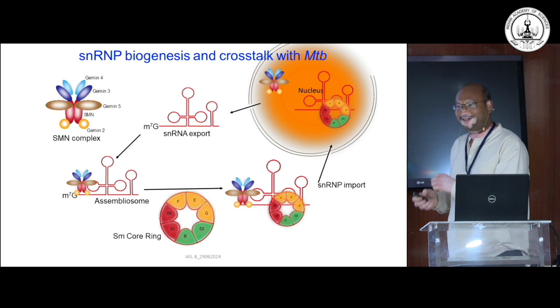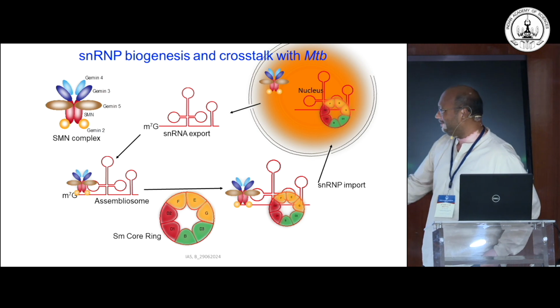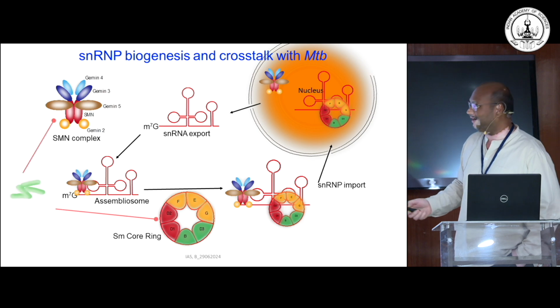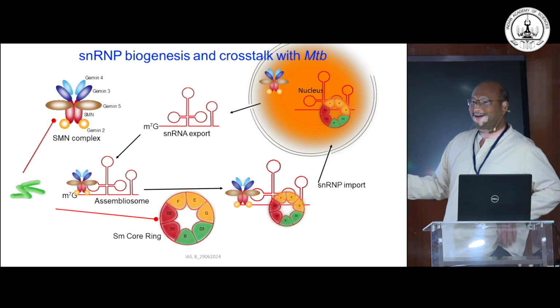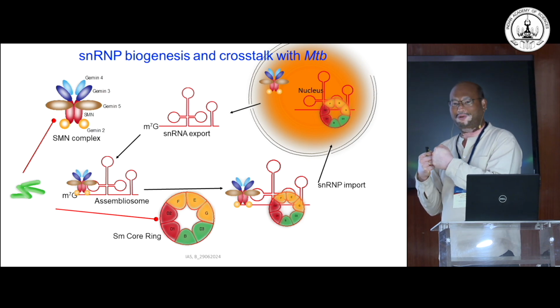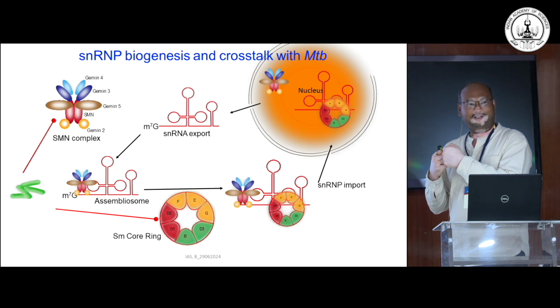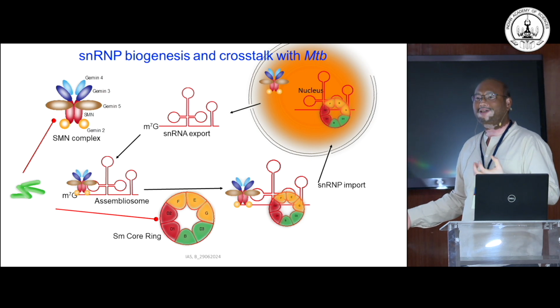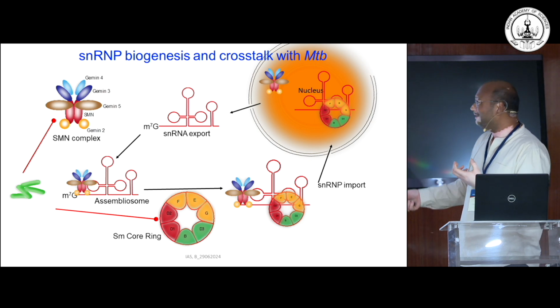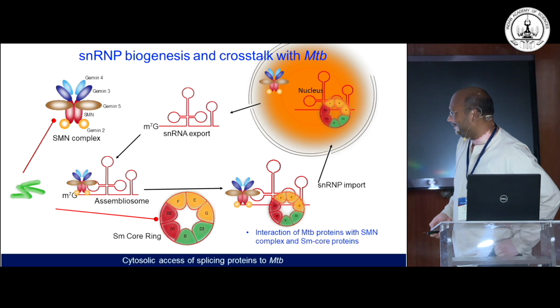Now, what our data suggests is that when this whole process is happening in the cytosol of the cell, mycobacterial proteins access them and they interact with these and sequester these in the cytosol. So once that happens, these proteins are not available to form functional snRNP, and you will have a depletion of snRNPs in the cell, and that impacts overall splicing efficiency.